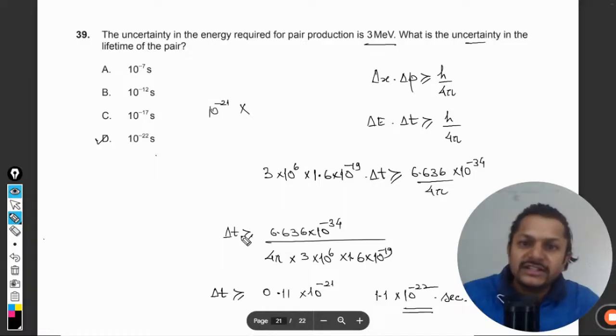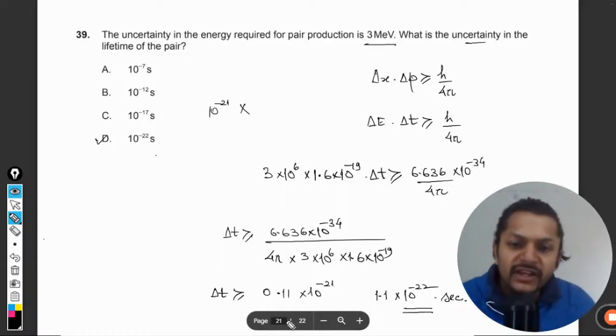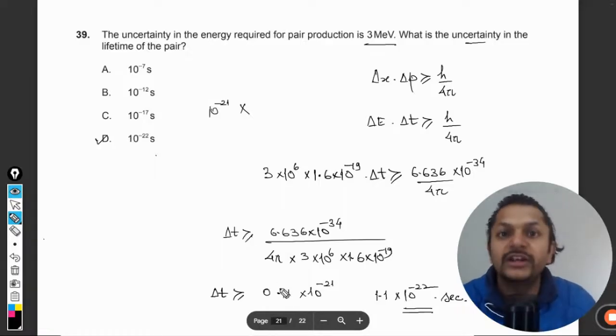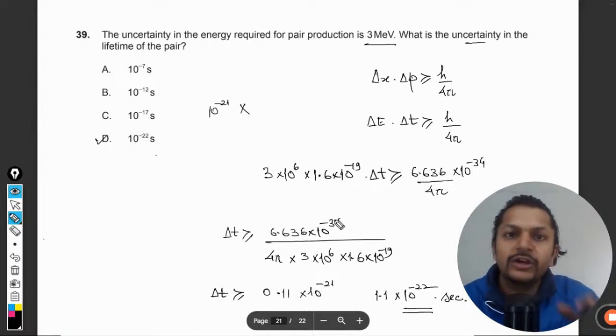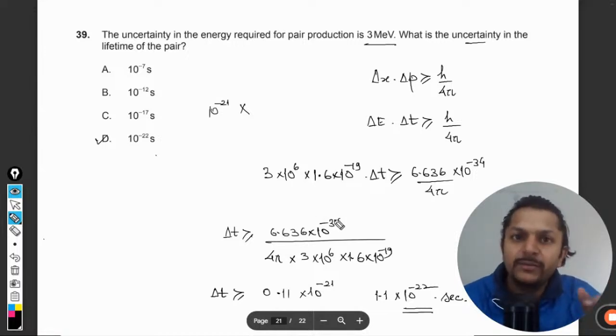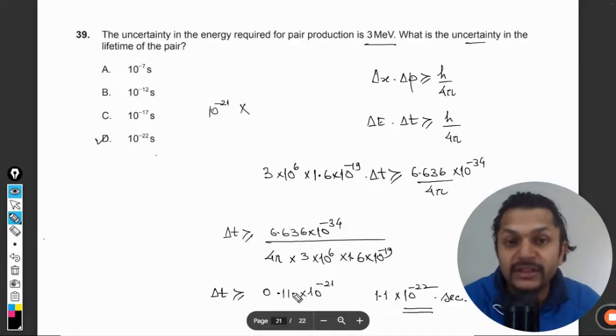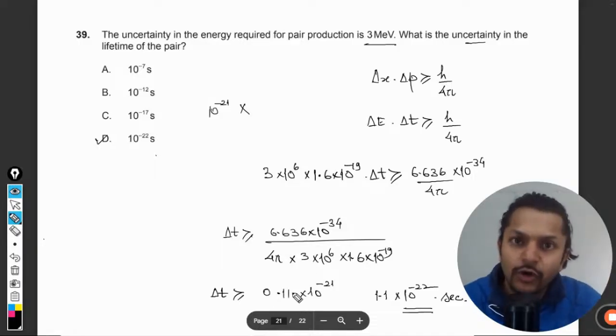Okay, dear students, so this is the explanation for this, and be very careful about this. You have to calculate it properly. You cannot calculate only and only the powers of 10, because this concept can be there, which will provide you with the wrong answer.